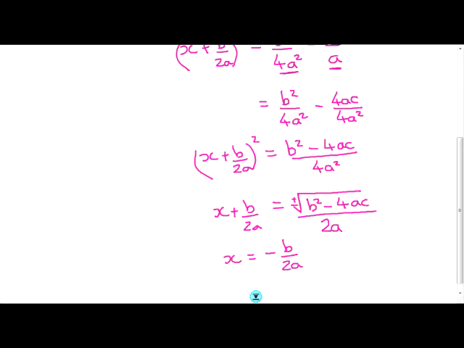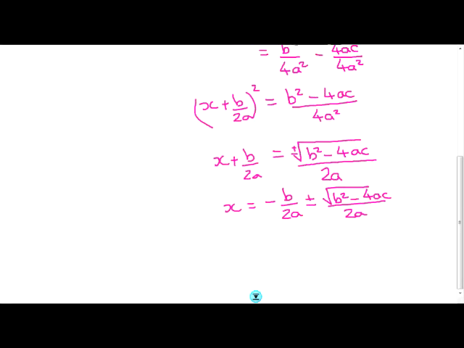Remember, this is always going to give us a plus and a minus, so plus or minus the square root of b squared minus 4ac all over 2a. And you can see that we finished, but it doesn't quite look like the quadratic formula. But we have here, again, two fractions with the same denominator, so we can combine them, giving us negative b plus or minus the square root of b squared minus 4ac all over 2a. And there you have it.